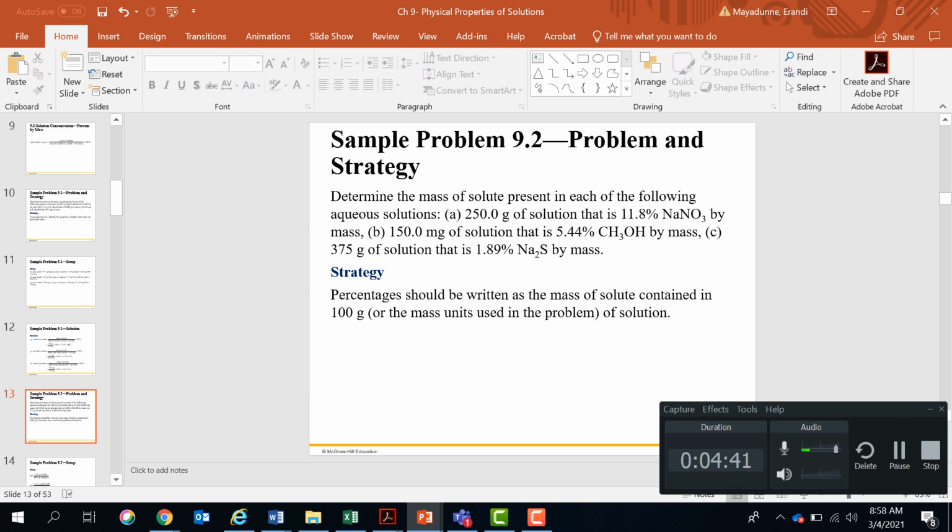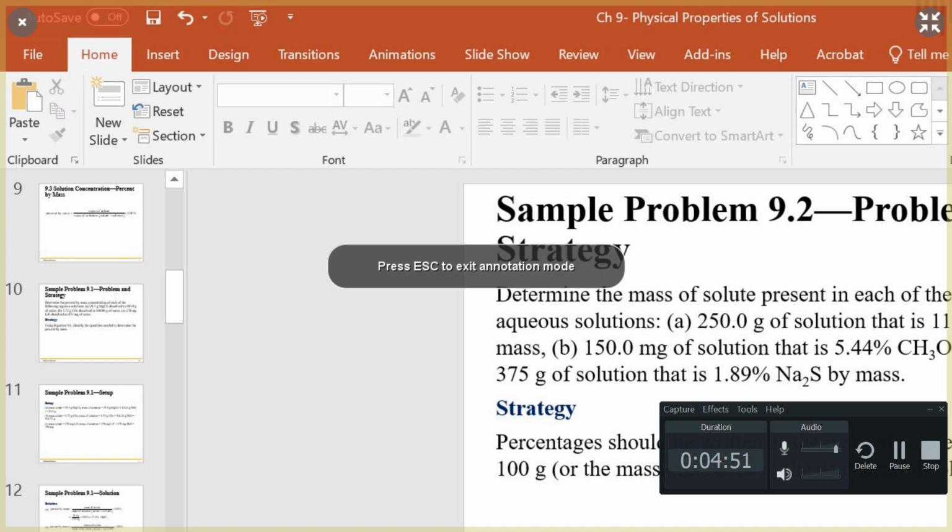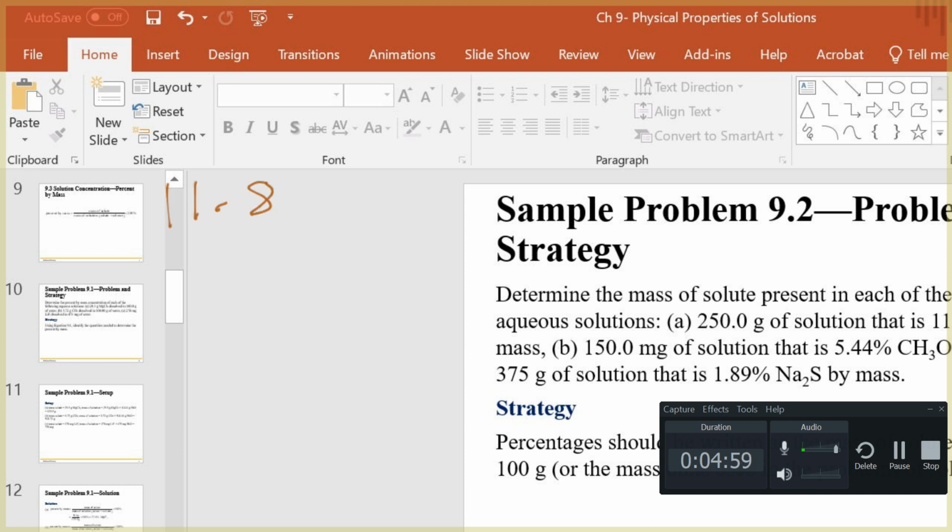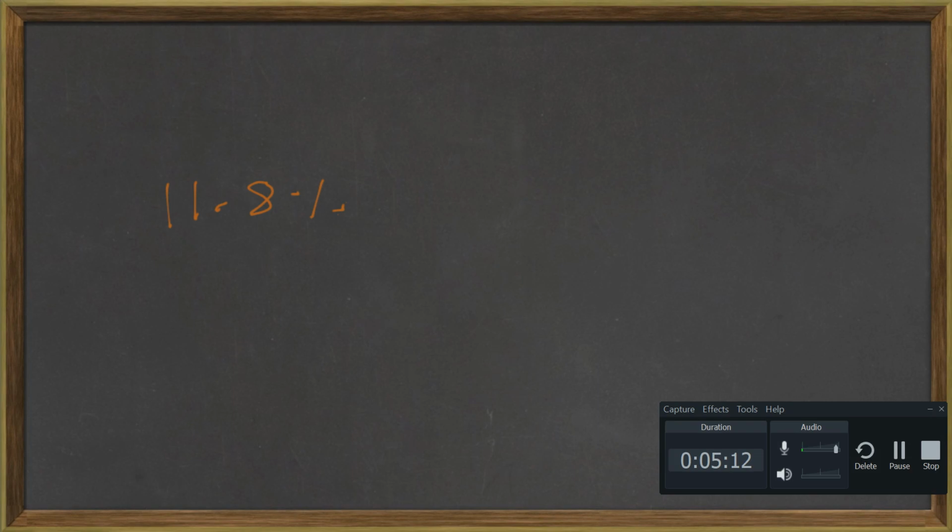So here my question: determine the mass of solute in 250 grams of solution that is 11.8 percent sodium nitrate. So it is 11.8 percent sodium nitrate. Let me write my percentage here, in a different color. 11.8, that's the percentage. Before I forget, I want to write it down. So now my equation for mass percent. So 11.8, and then it's 250 grams, right?